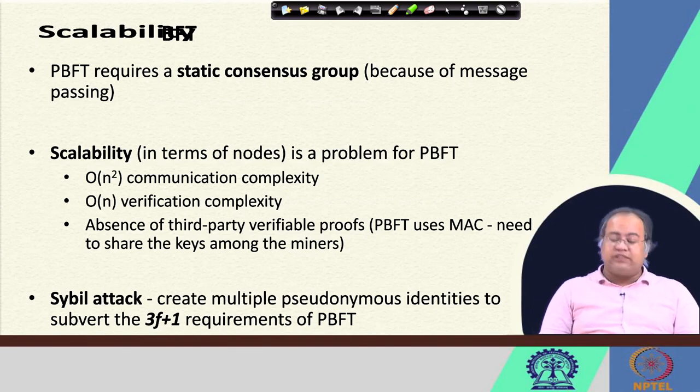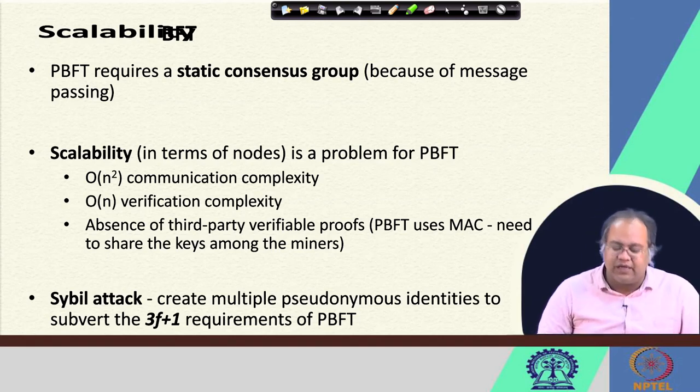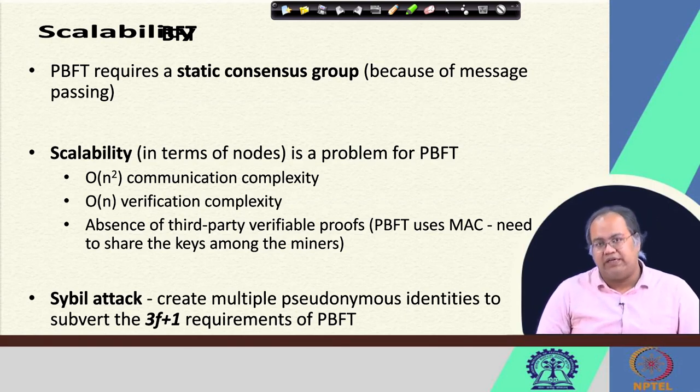Another issue is the Sybil attack. If I think of a set of PBFT verifiers which form a static or fixed consensus group, a malicious node can create multiple pseudonyms or pseudo-anonymous identities to subvert the 3f+1 requirement of PBFT. And all these problems come because I am going to select a subset of all the users who are going to work as PBFT verifiers.